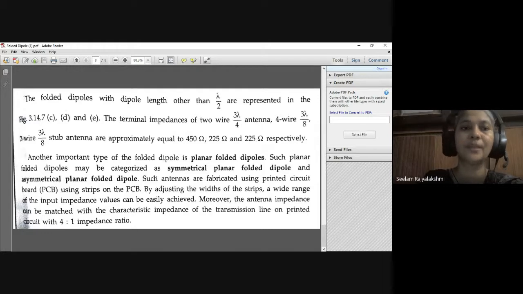So another important type of folded dipole which we have is planar folded dipoles. These planar folded dipoles may be categorized as the symmetrical planar folded dipole and asymmetrical planar folded dipole. Such antennas are fabricated by using the printed circuit board, PCB, using the strips on the PCB. So by adjusting the widths of the strips, a wide range of input impedance values can be easily achieved. Moreover, the antenna impedance can be matched with the characteristic impedance of the transmission line on printed circuit with 4:1 impedance ratio.